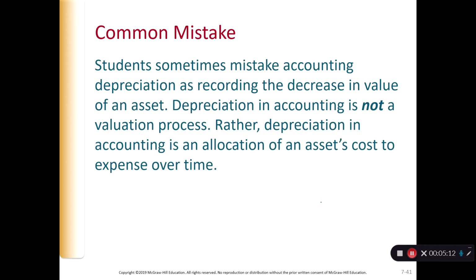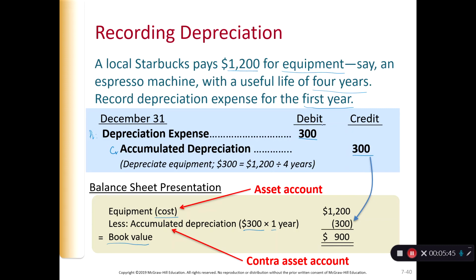The common mistake students usually make is thinking that accounting depreciation records a decrease in the value of the asset. No, depreciation in accounting is not a valuation process. It's not saying that the equipment is decreasing in value. It's a logical process of allocating asset cost to expense over time. In other words, if you expense $300 for that espresso machine, it does not necessarily mean the machine will really be worth only $900 at the end of the year.